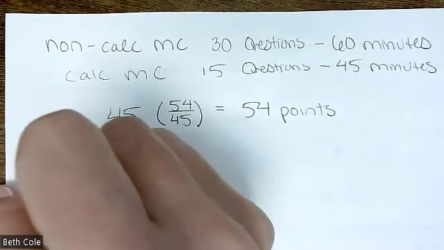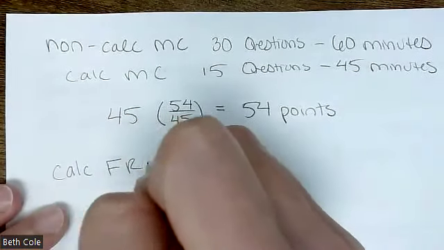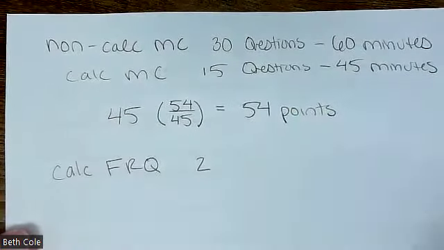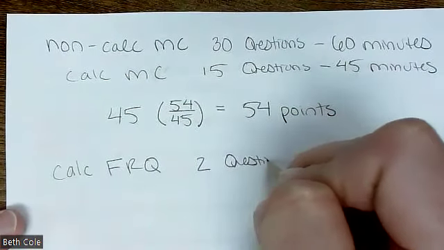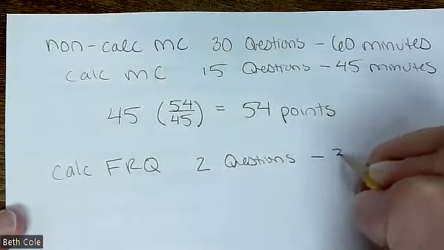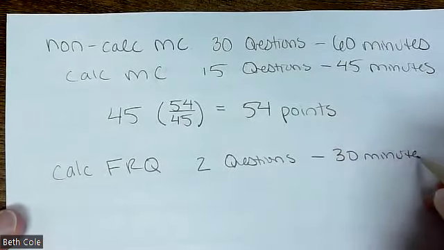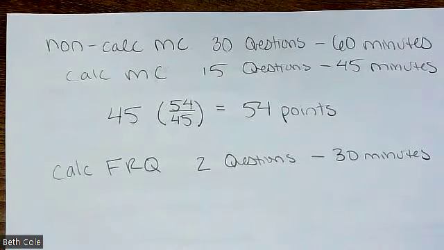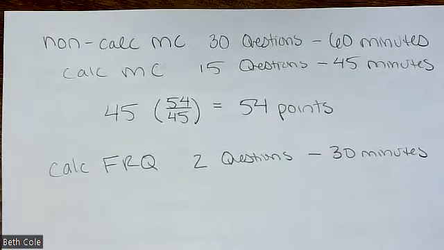All right. Then they're going to give you the calculator free response questions. There are 2 of those. And you get 30 minutes. So it's 15 minutes per question. But they have parts like A, B, C, D. You guys have been doing that all year. Then they're not going to take those questions away from you.